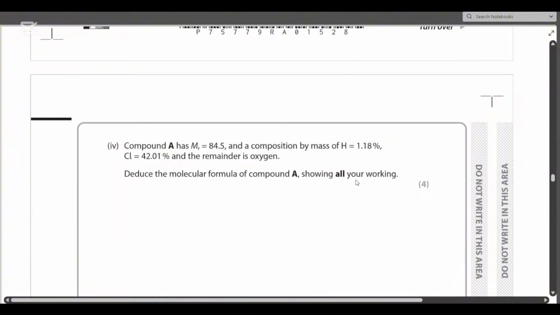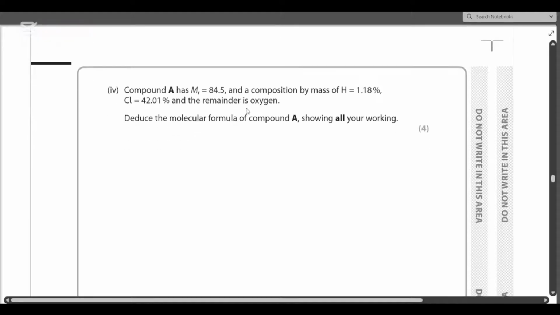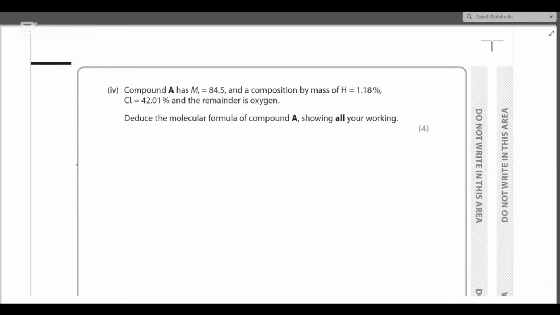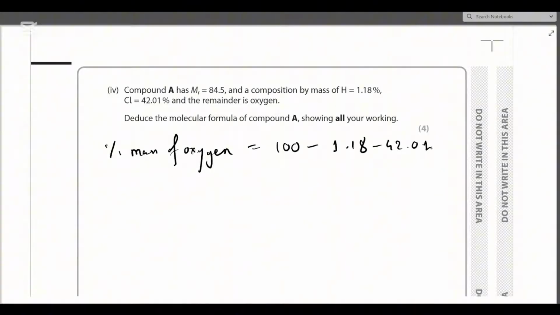Again, if you move on to the next one, compound A has a molar mass of 84.5 and a given composition by mass. Deduce the molecular formula of compound A, showing all your working. First of all, let's calculate the percentage mass of oxygen. Since all the others are provided, you can just do 100 minus 1.18 minus 42.01, eventually giving us 56.81 percent of oxygen.